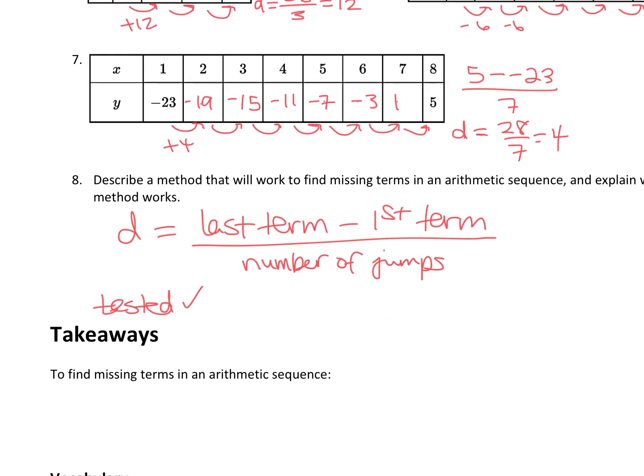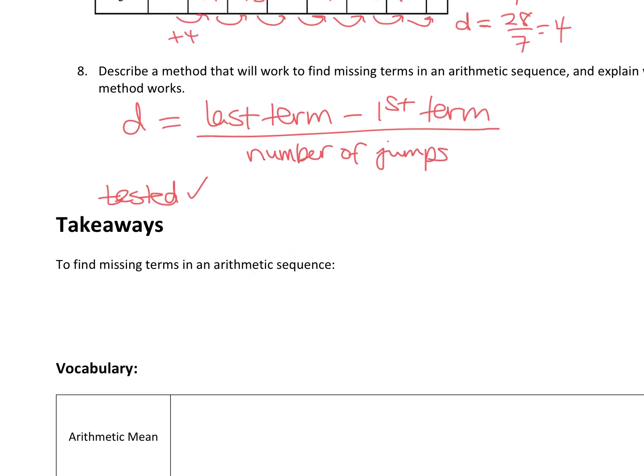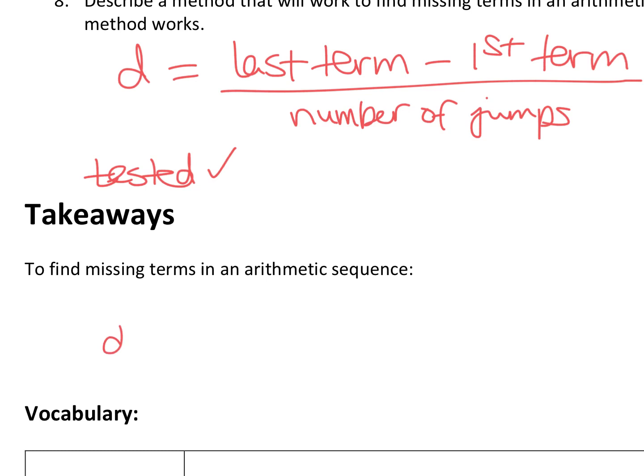Okay, so let's finish up by doing our takeaways. It says to find missing terms in an arithmetic sequence, let's turn number 8 into a formula. So that's what we're going to do right here. So I'm going to say our formula is D equals, instead of last term, we can write f of n, right? That could be whatever the n is in the last spot, minus f of 1, whatever the answer is in the first spot. And then number of jumps. The number of jumps will always be the last spot minus 1.